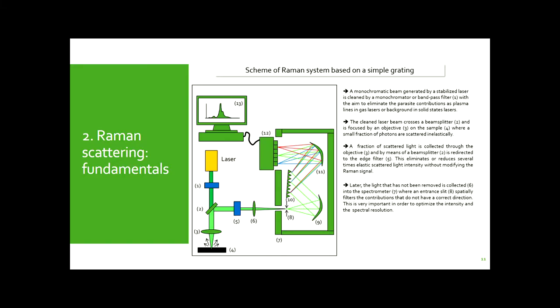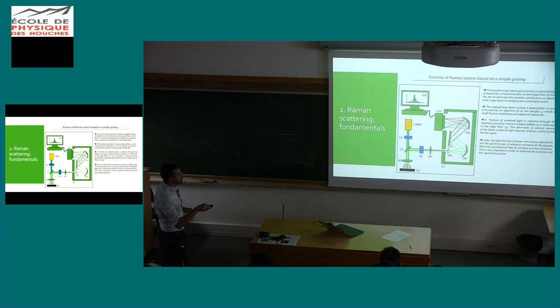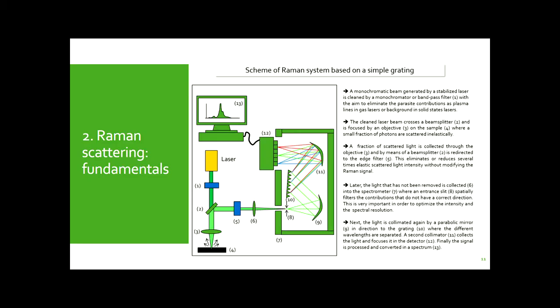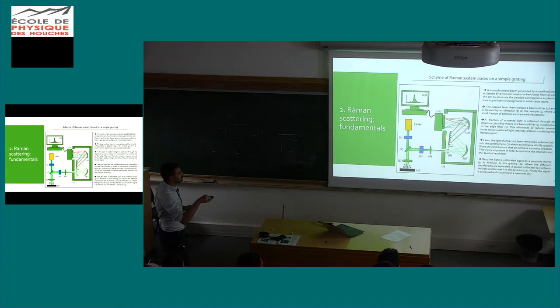When the light enters the spectrometer or monochromator through this slit, it is directed to the next step, here. In the next step, a parabolic mirror directs it toward a grating where the light is separated by wavelength, and then directed toward your detector, so that you detect the different wavelengths in order to have a Raman spectrum. So this is basically the setup.